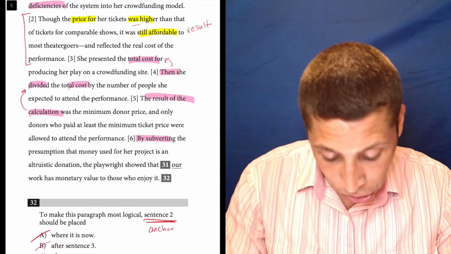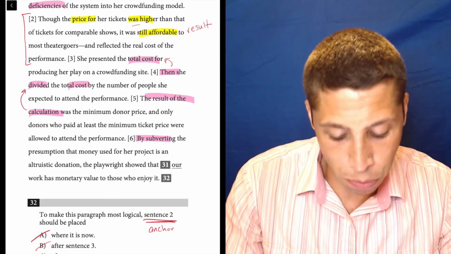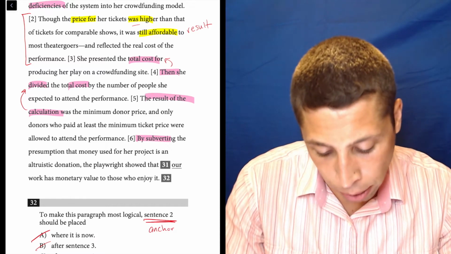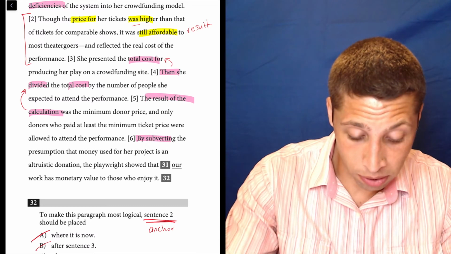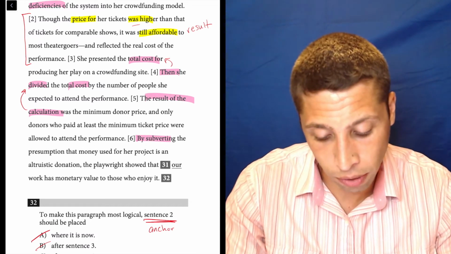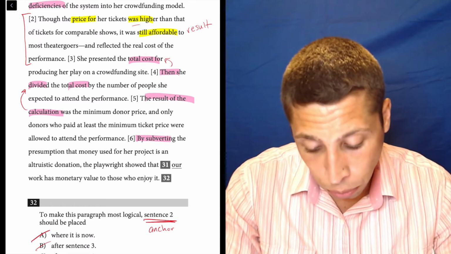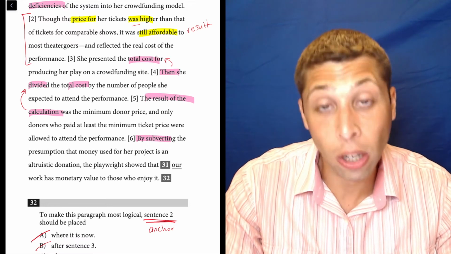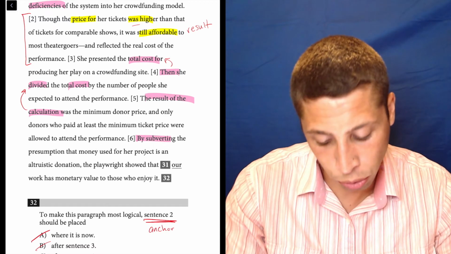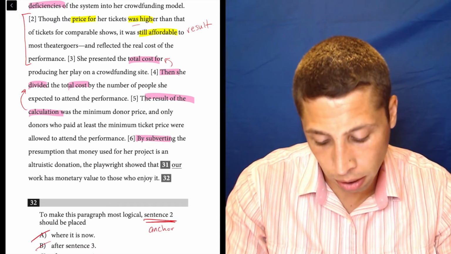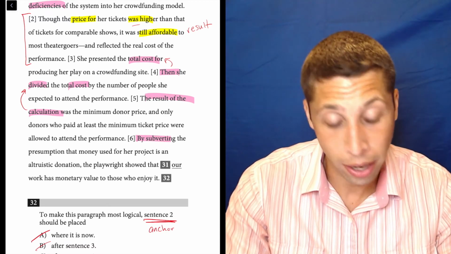The result of the calculation was the minimum donor price, and only donors who paid at least the minimum ticket price were allowed to attend the performance. Though the price, so we're talking about the price, for her tickets was higher than that of tickets of comparable shows, it was still affordable to most theatergoers and reflected the real cost of the performance. By subverting the presumption that money used for her project is an altruistic donation, the playwright showed that our work has monetary value to those who enjoy it.